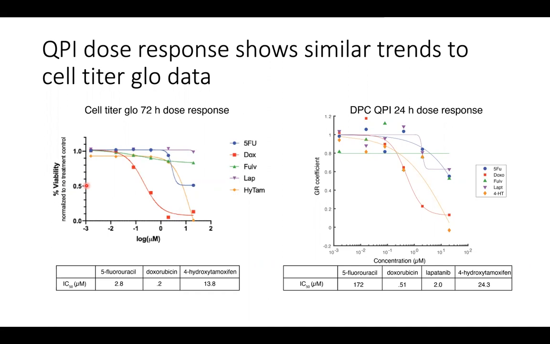5-FU in this case shows a different IC50 from each experiment, which is likely due to the fact that we did not go to high enough concentrations for the 5-FU treated cells to fall below 50% viability. By increasing the concentration of this experiment, we expect that the measured IC50 values will match more closely.